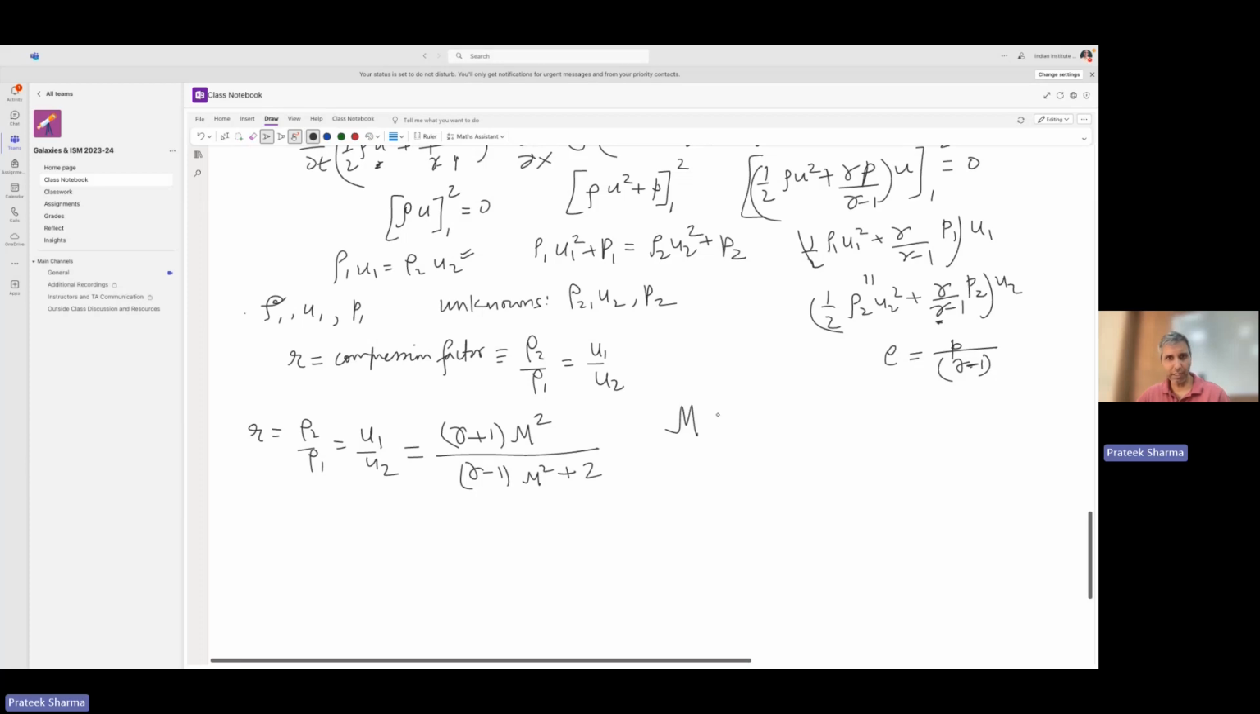But this Mach number is defined as u1 by Cs1. So u1 is the velocity of the upstream gas which is approaching the shock. Cs1 is the sound speed in the upstream condition. So Cs1 is equal to the square root of gamma p1 by rho 1, right?